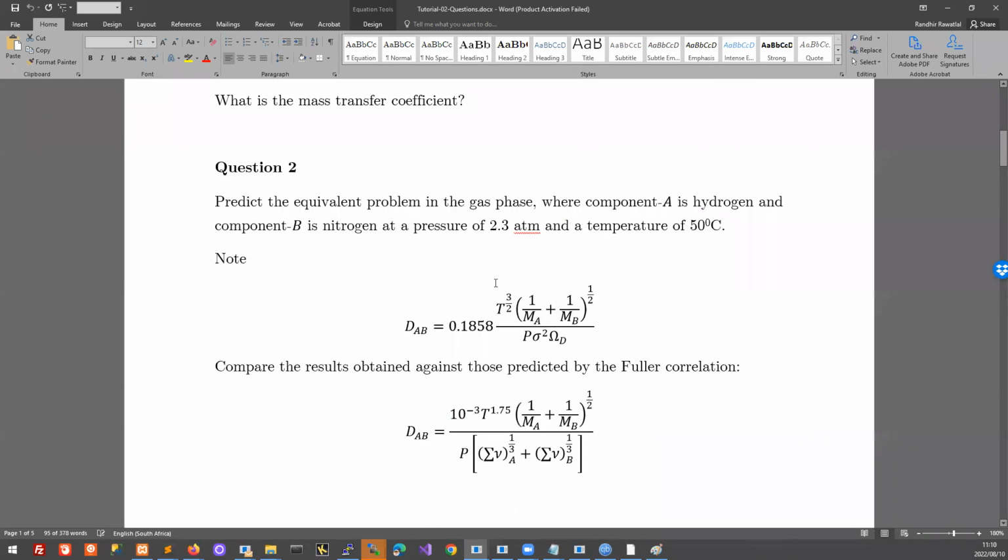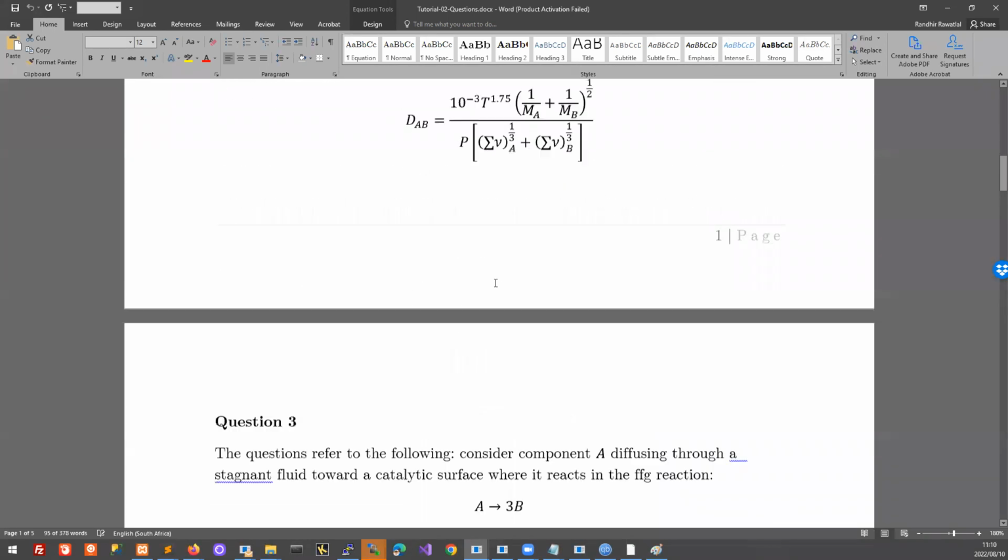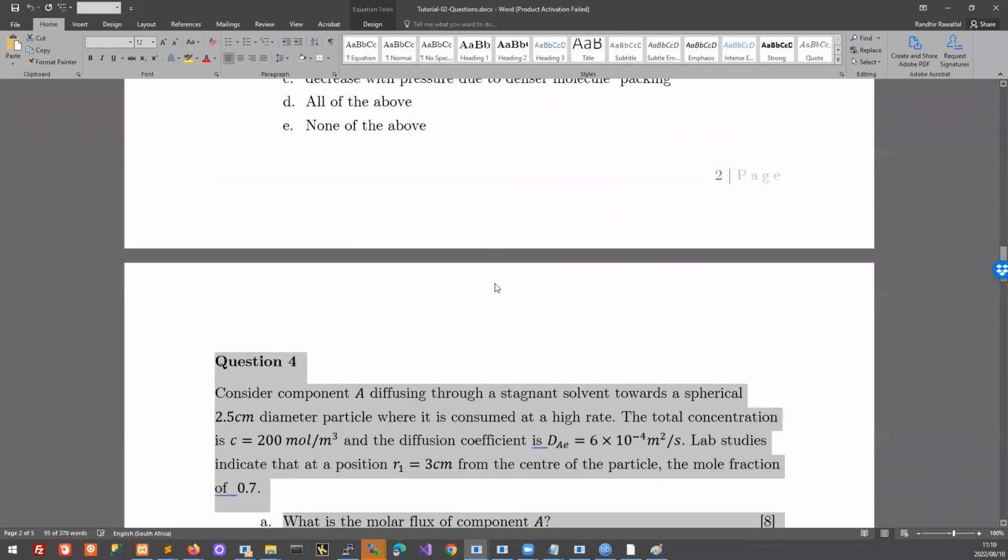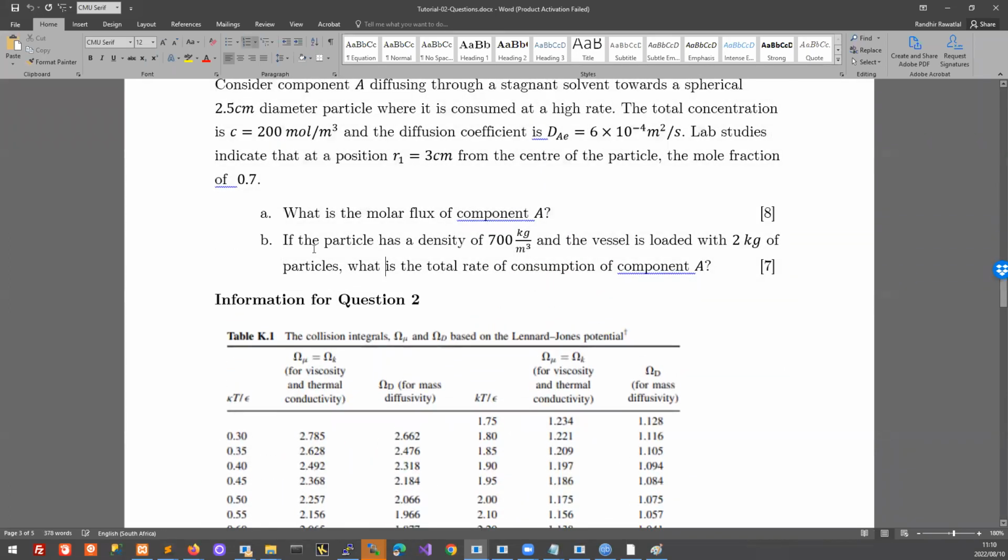Wait, so what about part B of question 4? Okay, part B. Okay, so we are told the particle has that density, 700 kilograms per cubic meter, and you have 2 kilograms of the particles. So we want to know what's the total consumption.